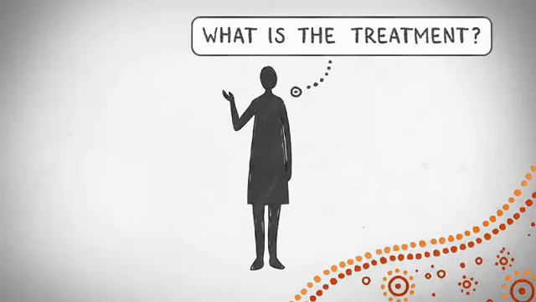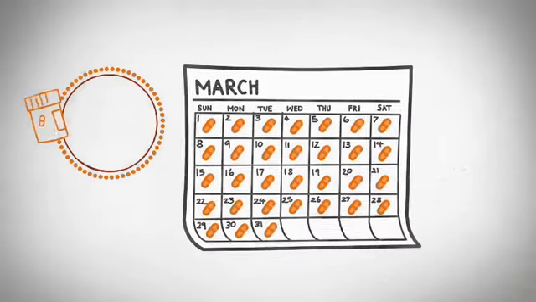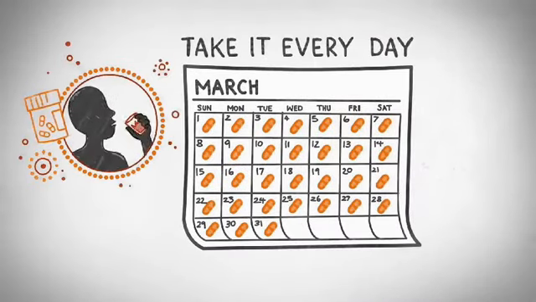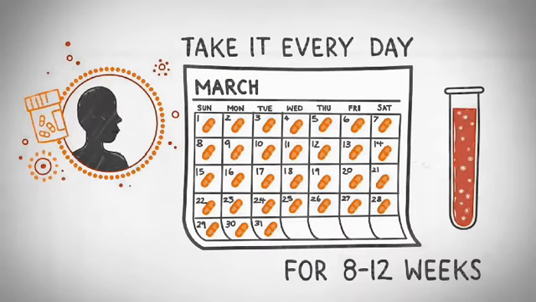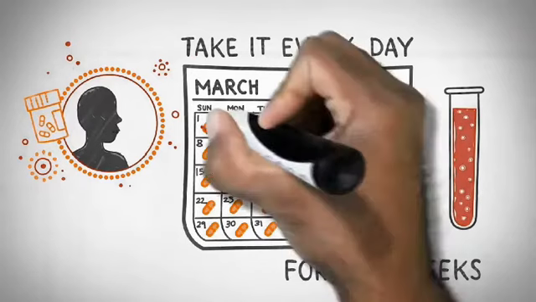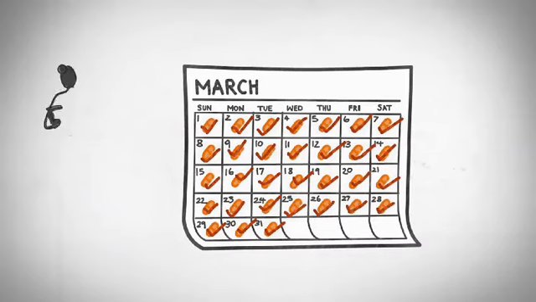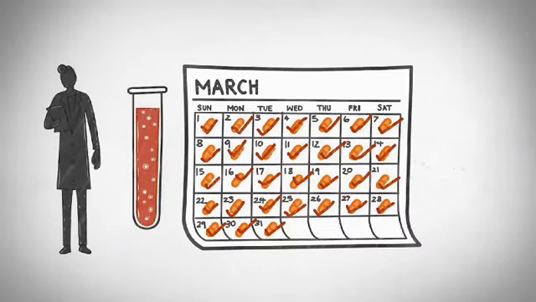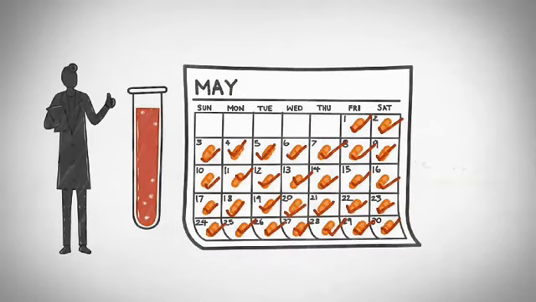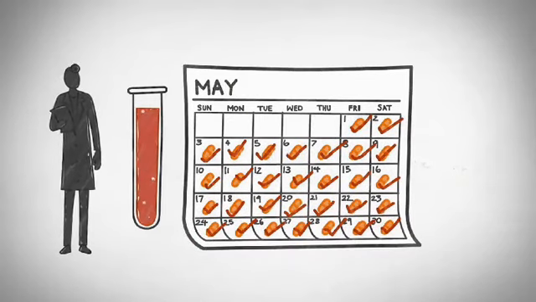What is the treatment? For most people, all it takes is one pill a day for 8 to 12 weeks and a few simple blood tests along the way. It's very important that you take your treatment every day until you complete the course. Unlike previous treatments, there are very few side effects. During treatment, your doctor or healthcare worker will do a blood test to see how you're going and if it seems to be working. After 8 to 12 weeks, you'll have finished your medication and you'll have another test which we hope will confirm your hepatitis C is gone.